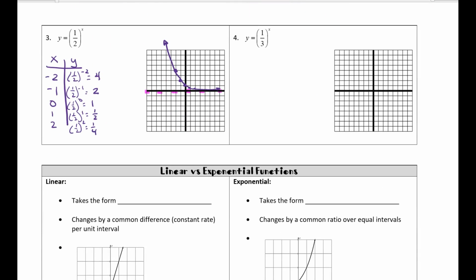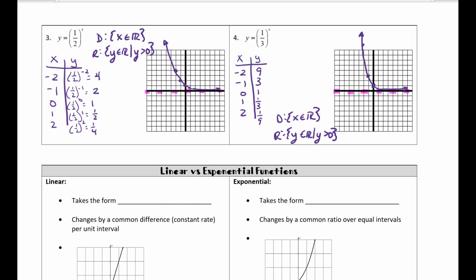So our domain here, I'm going to squeeze this in up here. Our domain is again all real numbers. And our range is still the same. It's all real numbers such that y is greater than 0. Because our graph again is above the x-axis. So go ahead and try number 4. Pause the video. When you're ready, turn it back on.